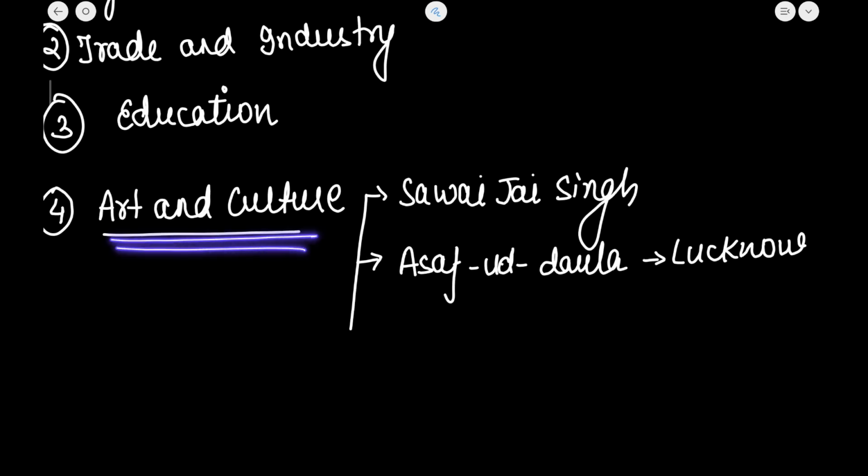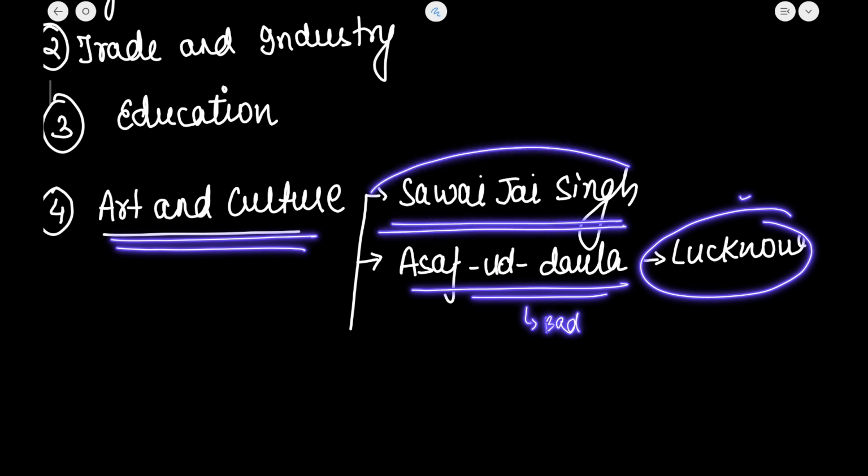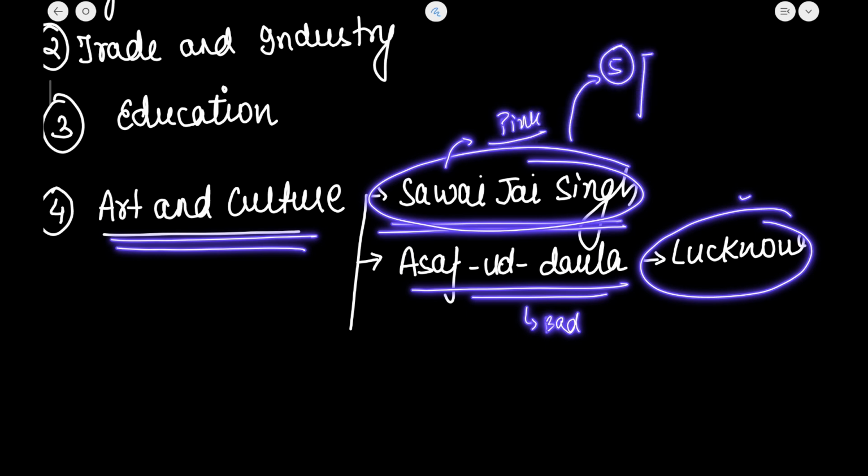If I talk about the art and culture, Asafuddaullah is credited to construct at Lucknow what is known as the Bada Imambara. Raja Savai Jai Singh built the Pink City of Jaipur and 5 astronomical observatories in different parts of India. So where were these observatories?